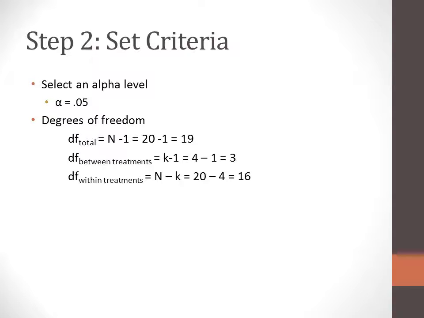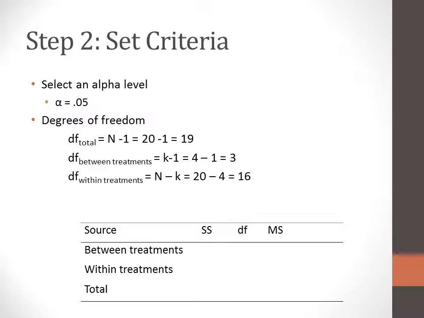So now we can go ahead and grab the source table. Remember, I strongly recommend that if you're computing any values by hand for the ANOVA, you use a source table. It'll help you keep track of all the information that you're computing, as well as help you double check your values. So now let's input all our values for our degrees of freedom between, within, and total.